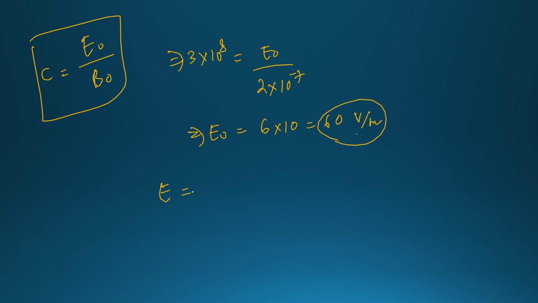So E is equal to E naught sine (omega t plus kx), whatever was given in the question. So E naught is 60 sine and whatever there was, and which direction? k cap. Okay, you write it down.